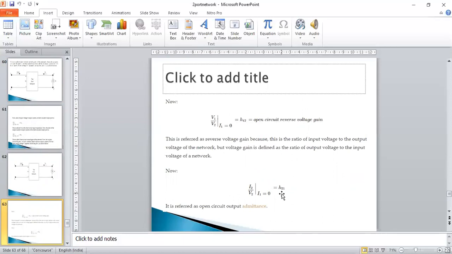And similarly, we find out H22. It is referred to as the admittance of the circuit. So these are the basic thumb rules of finding the values of H11, H12, H21, and H22.